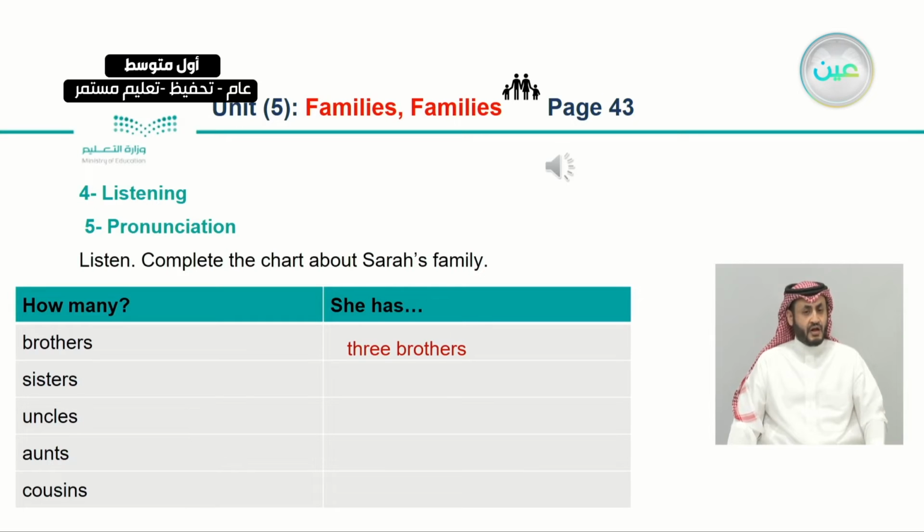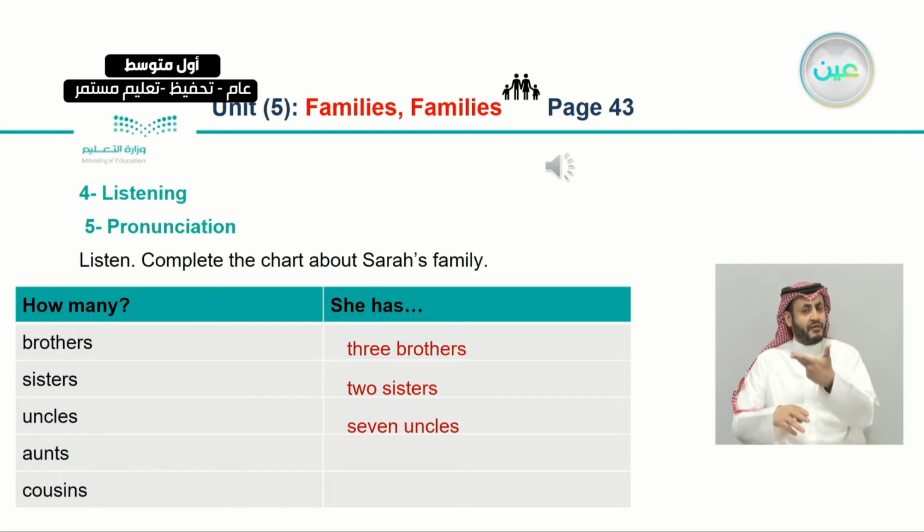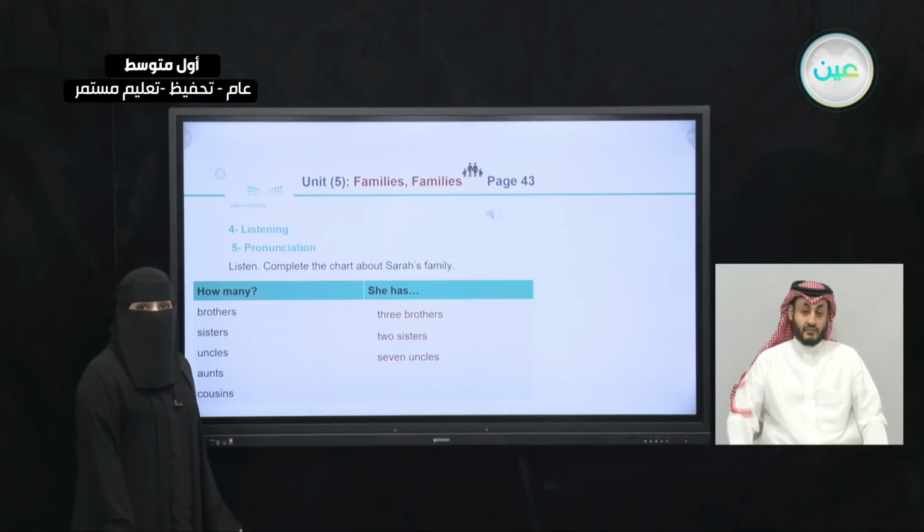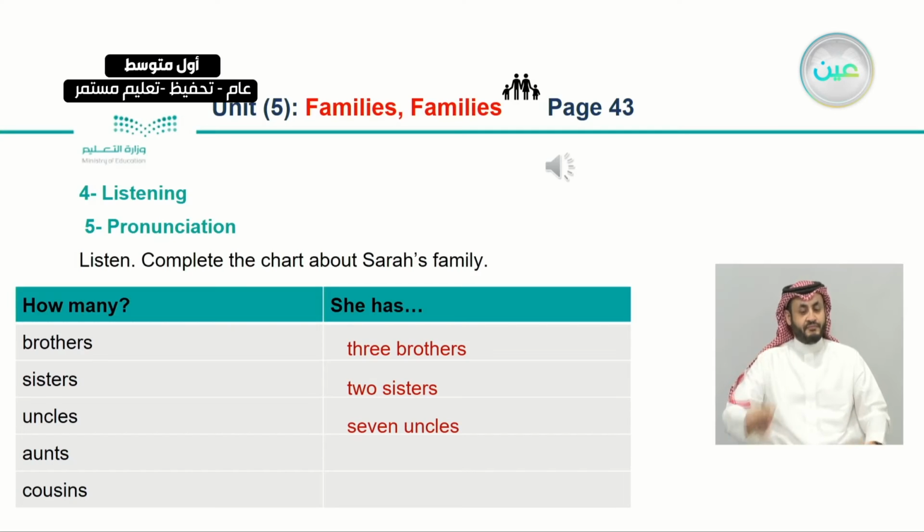Let's look. How many sisters does she have? Okay, take a moment. Good job. 2 sisters is the correct answer. Okay. How many uncles? Look at your answer. If you got 7 uncles correct, good job. How about the aunts? 7 aunts, good job.